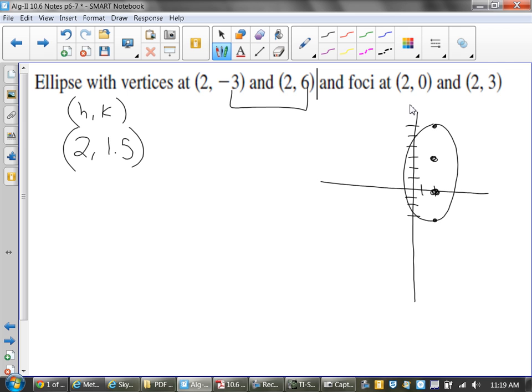So now I plot that to give myself an idea of what's going on. I'm going to figure out what a is. A is the distance from center to vertex. 1.5 to 6. How far apart is that? Very good. It's 4.5. My c value is the distance from the center to the focus. 1.5. Very good.